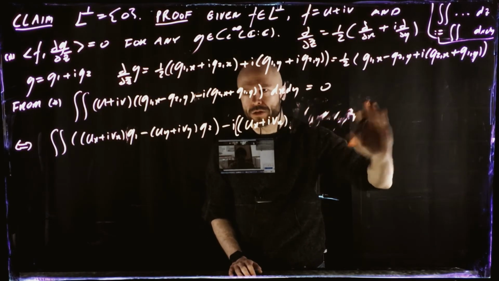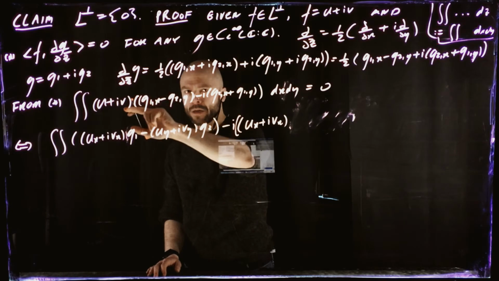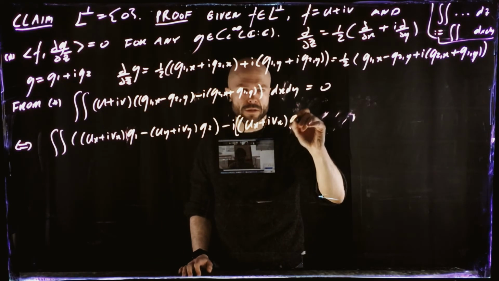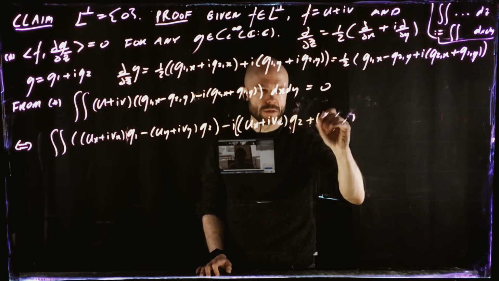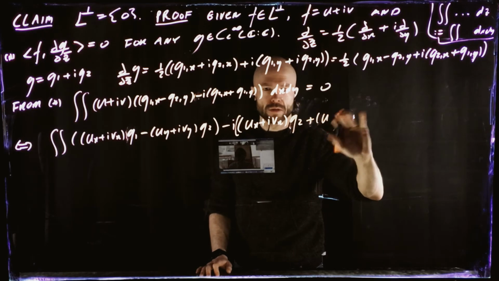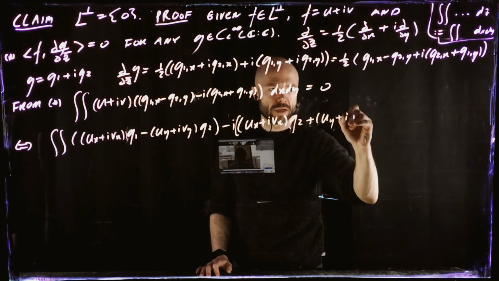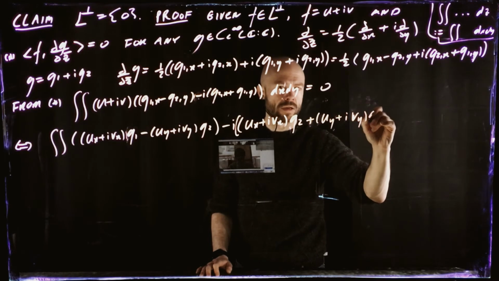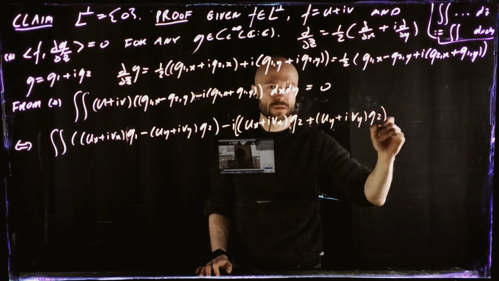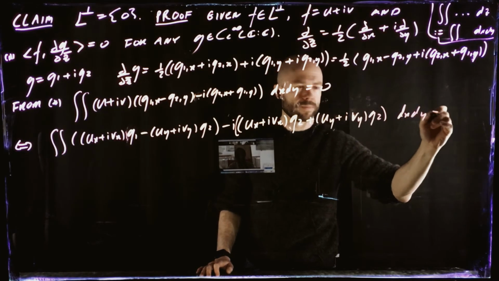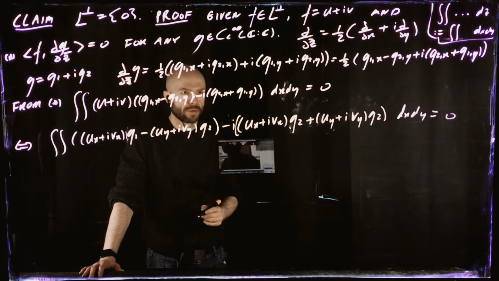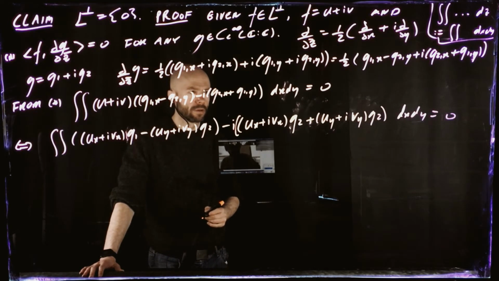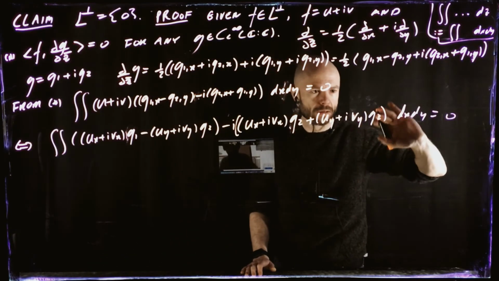Forgot to multiply by the function. So when we put the x on everything, then we're going to have this g2. And when we put the y on everything, we're going to have u of y plus I v of y, and then g2, right? dx dy equals 0. There is no z1. Do you mean g1? Yes, g1. Yes. Thank you.